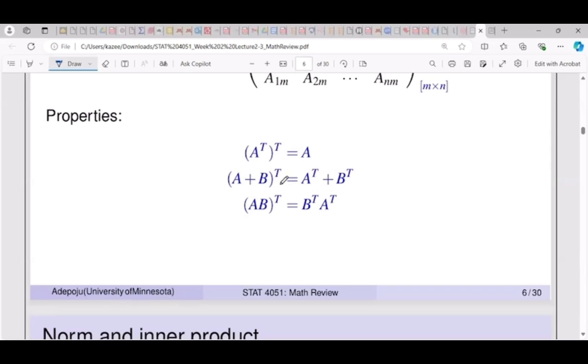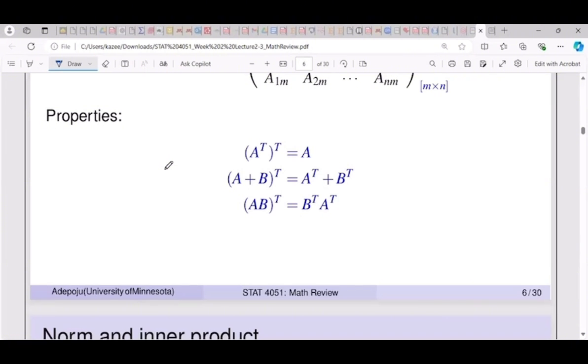Now the second one here is trying to say, if I have two matrices, matrix A and matrix B, and I add them up and take the transpose, it is the same as taking the transpose of each, then adding them up. You're actually going to get the same result. That has been mathematically established.